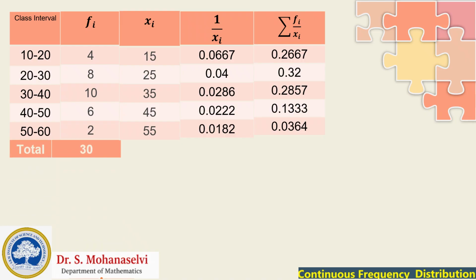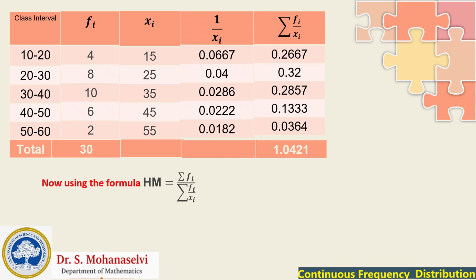And now find the sum of the frequencies, it is equal to 30. And then we find the sum of the product of fi with the reciprocals of the observations. The total is coming as 1.0421. Finally, we substitute these in the harmonic mean formula and we get the answer as 30 divided by 1.0421, which is equal to 28.79.